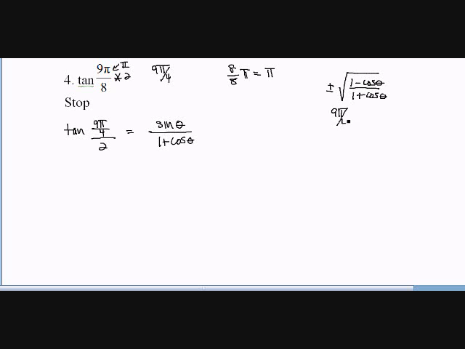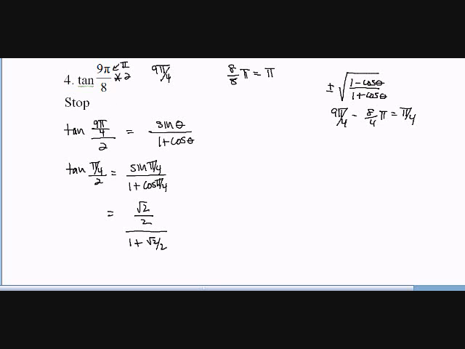So if I take 9 pi over 4 and subtract off 2 pi, which would be 8 over 4, I get pi over 4. So really I'm taking the tan of pi over 4 over 2, which is the sine of pi over 4, all over 1 plus the cosine of pi over 4, which gives me the square root of 2 over 2, all over 1 plus the square root of 2 over 2. I multiply by a common denominator of 2 over 2. And that gives me the square root of 2 all over 2 plus the square root of 2. And that's a wrap.